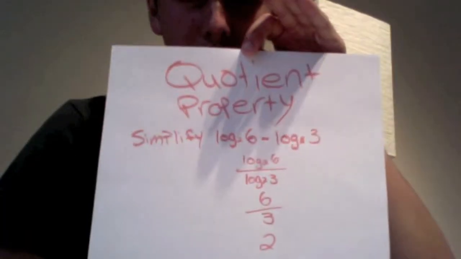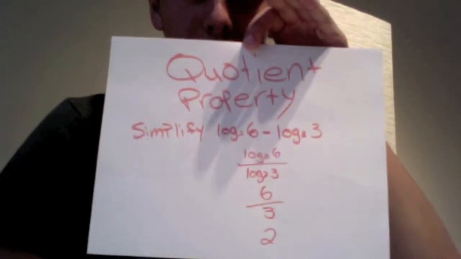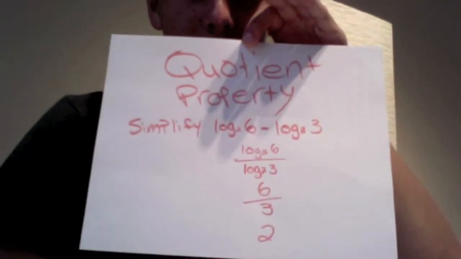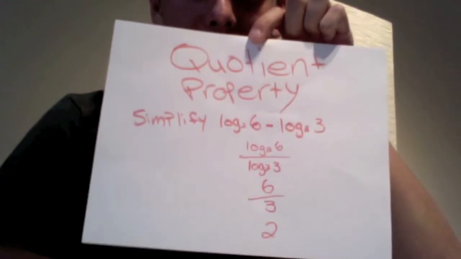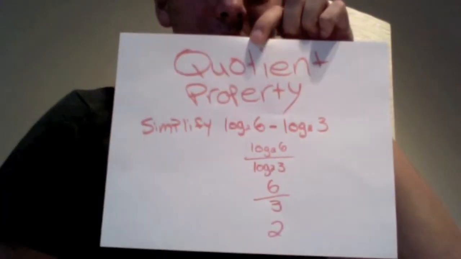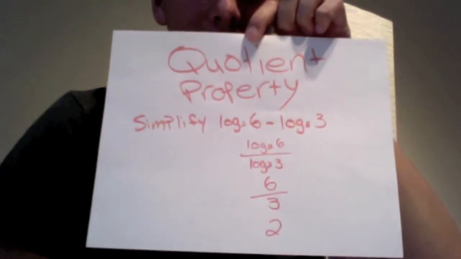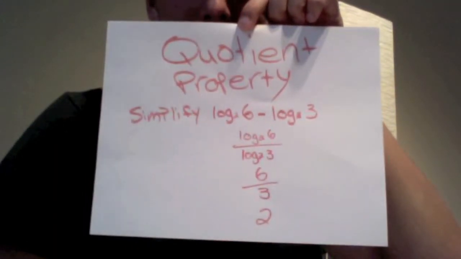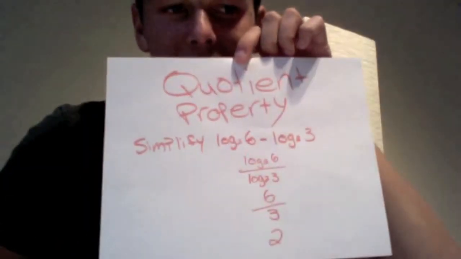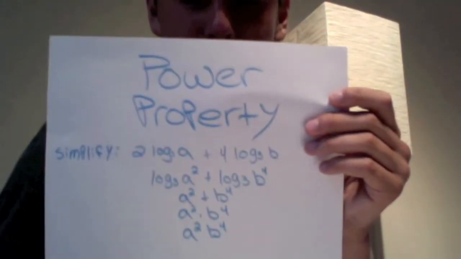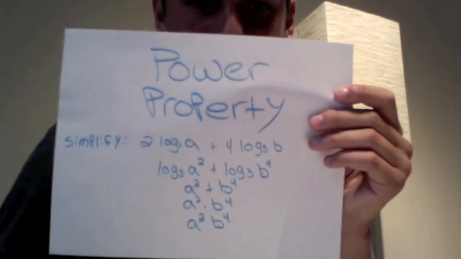Now into quotient property, somewhat like the product property except division. Simplify log 2 6 minus log 2 3. Now we just put it into division. Log 2 6 divided by log 2 3, and then eliminate the logs. So you have 6 divided by 3, which equals 2, and you should come up with the answer log 2 2. And now into the last property, the power property.